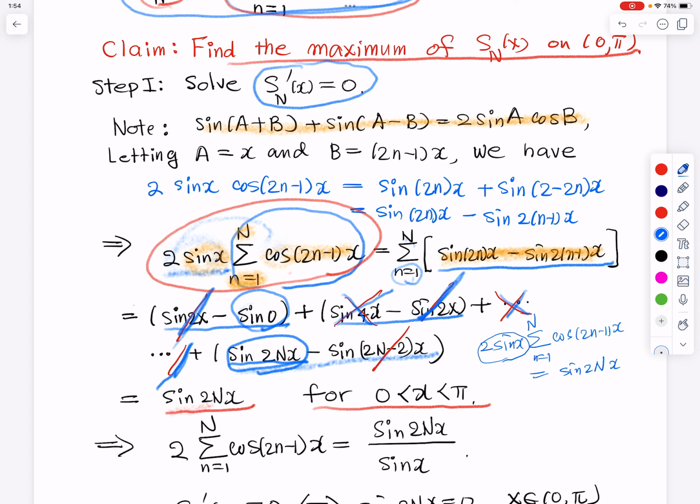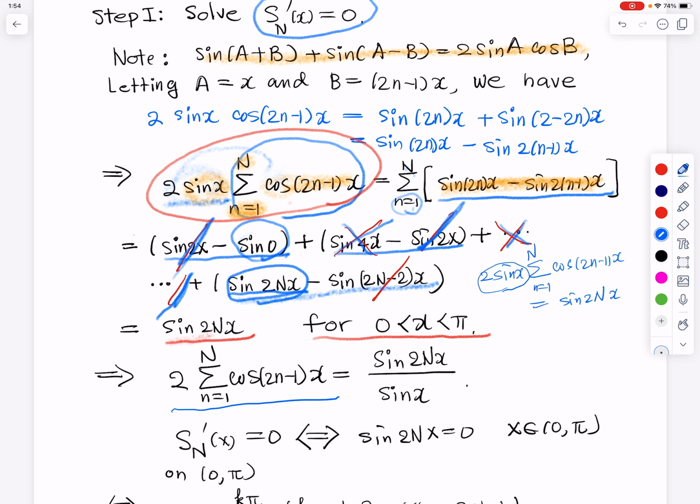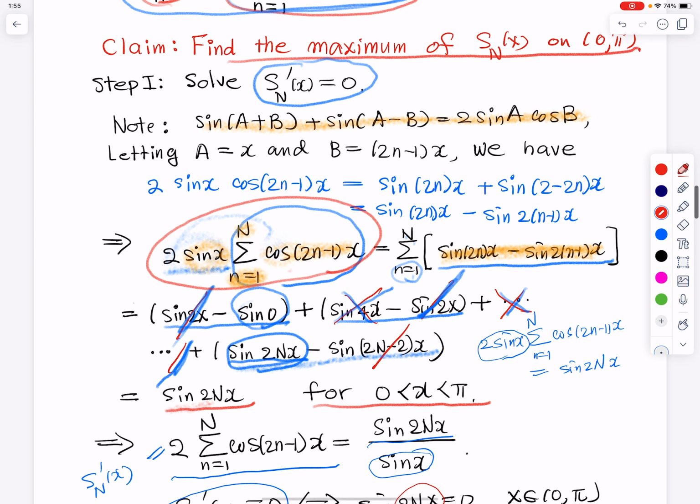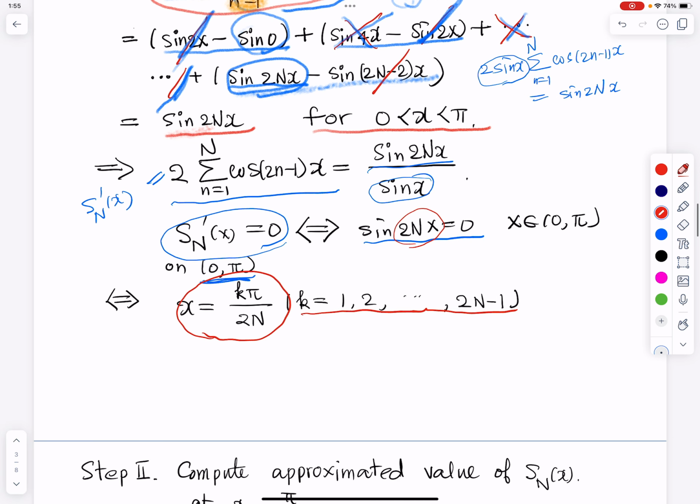And then you divide by 2 sine x on both sides. Then I got the sum n from 1 to large N of cosine (2n minus 1)x equals sine 2Nx divided by 2 sine x. Okay, this guy is just Sn prime x. So Sn prime x is 0 on this interval means sine 2Nx should be 0. Then you can get the values for x: k pi over 2N, k from 1 to 2N minus 1. This is just using the property of sine x. Okay? So finally, Sn prime equals 0 if and only if x equals k pi over 2N, where k is from 1 to 2N minus 1.